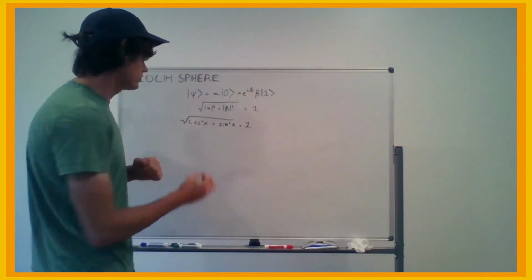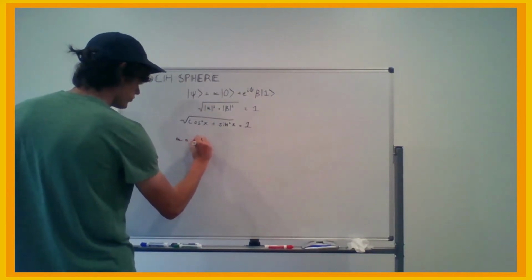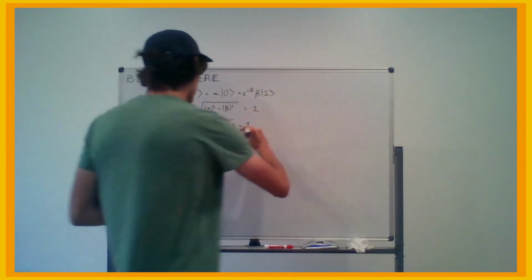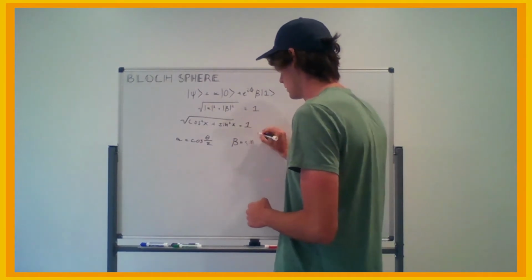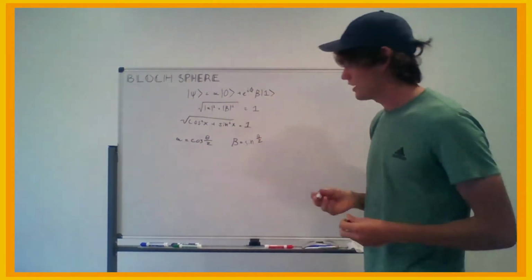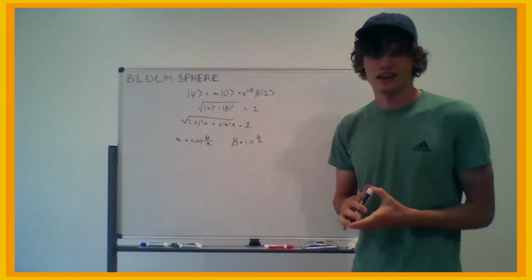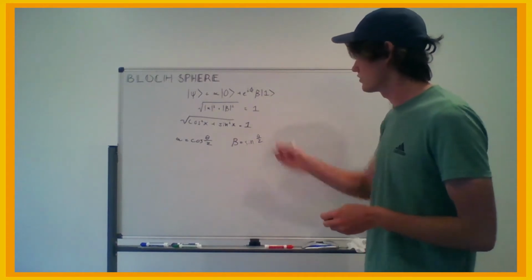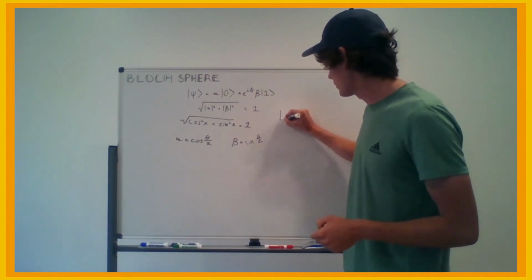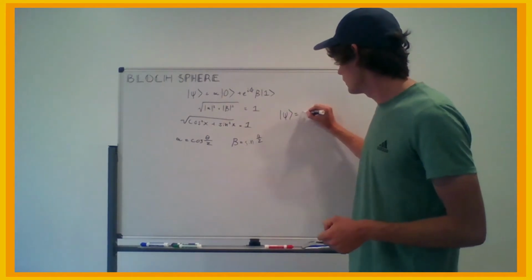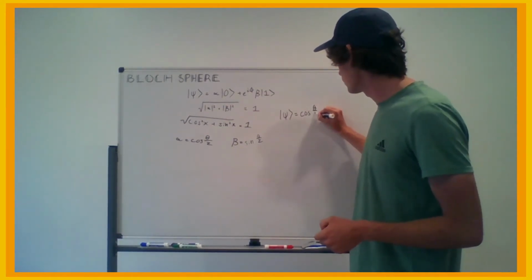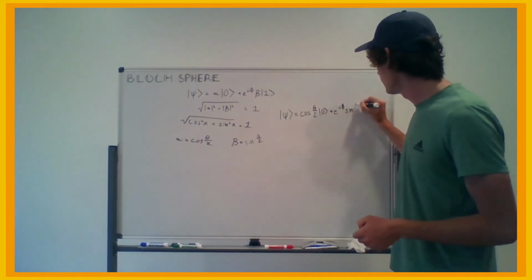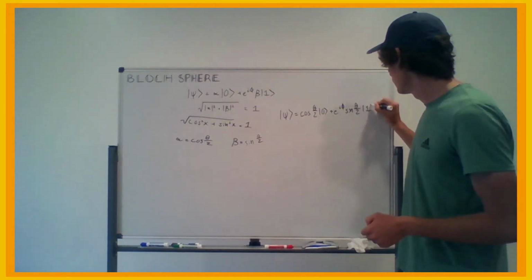That means that we can make the substitution alpha equals cosine of theta over 2, and beta equals sine of theta over 2. The reason we use theta over 2 is mostly due to convention. It's not that you need theta or theta over 2, but you'll see why in just a moment. So now, our new way of expressing a qubit is cosine theta over 2 times state vector 0, plus e to the i phi sine theta over 2 times state vector 1.